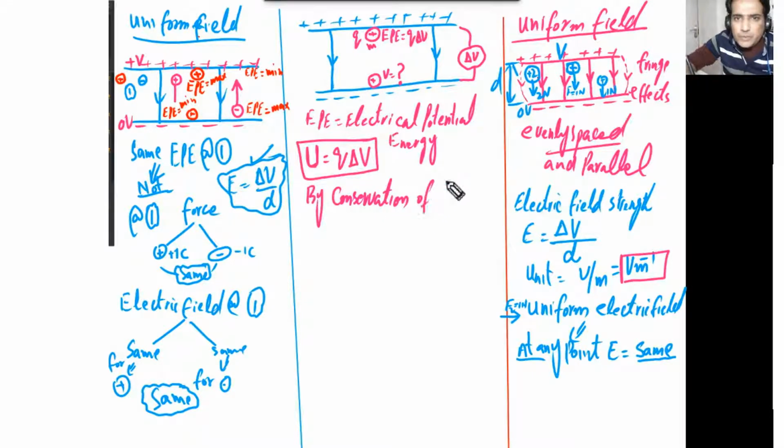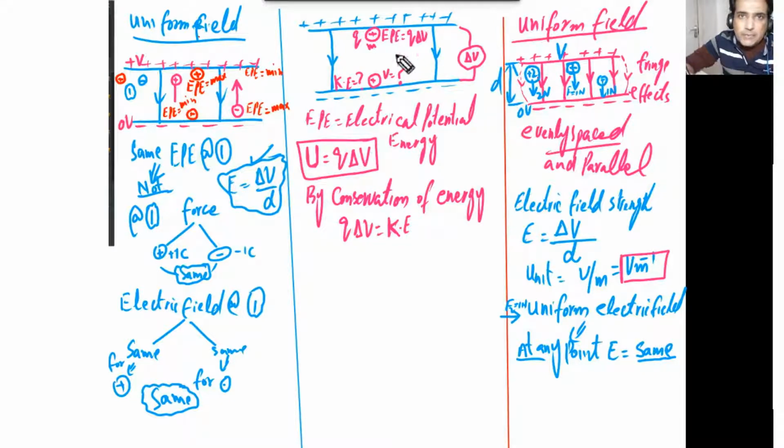So we can figure this out by conservation of energy. When the charge is here, it has electrical potential energy. When the charge reaches this point, we can calculate its kinetic energy. So we will simply say Q times delta V has to be equal, by conservation of energy, to the gain in kinetic energy, or change in kinetic energy.